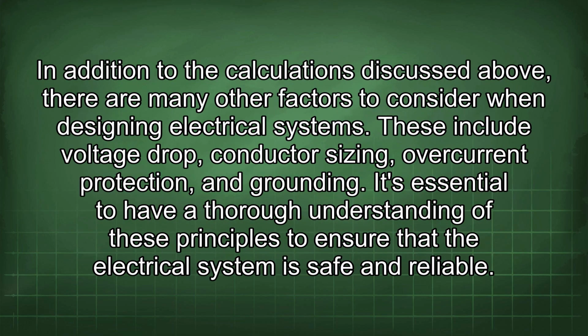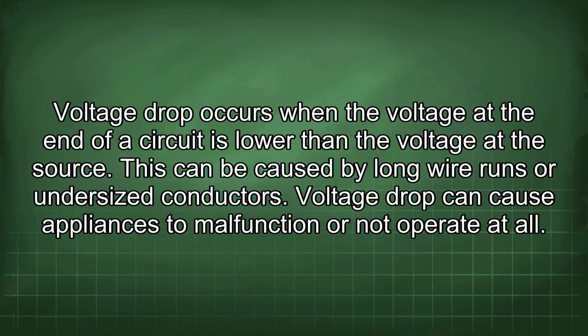In addition to the calculations discussed above, there are many other factors to consider when designing electrical systems. These include voltage drop, conductor sizing, overcurrent protection, and grounding. It's essential to have a thorough understanding of these principles to ensure that the electrical system is safe and reliable. Voltage drop occurs when the voltage at the end of a circuit is lower than the voltage at the source. This can be caused by long wire runs or undersized conductors.